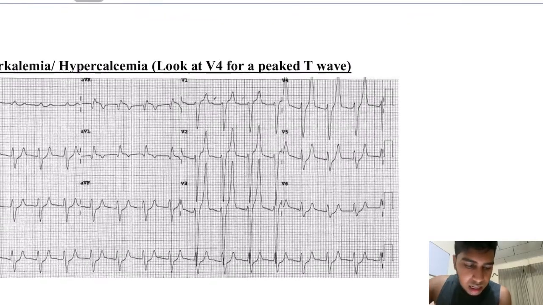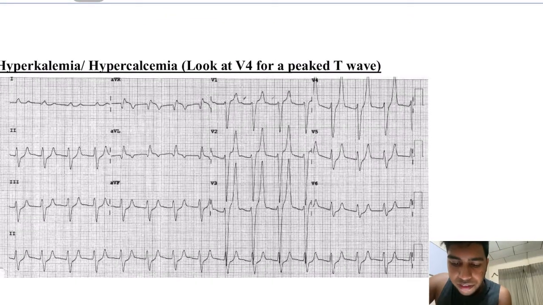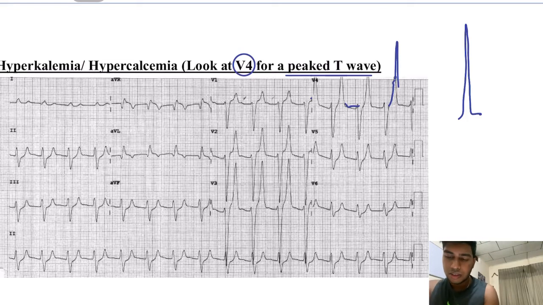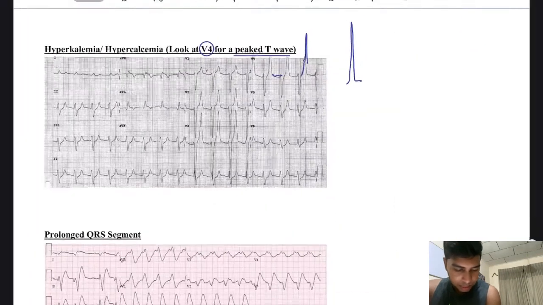This is hyperkalemia, and you need to look at lead V4. You will see a peaked T wave. What does that mean? It's just the T wave, P, Q, R, S, T wave, which is enlarged. You can see it has gone out of the ECG. Actually, look carefully. You will see that the R wave ends here and the T wave is going up afterwards. It's just the T wave which is peaked.